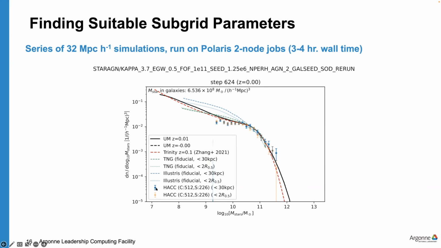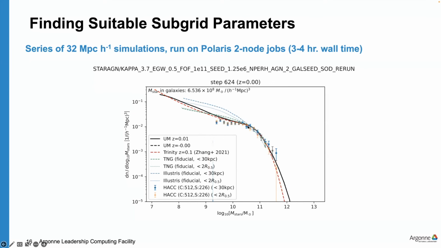What you see here, the blue and light orange colors, are two different ways that we can measure the stellar mass for galaxies. And we can see they're in quite good agreement with a number of different predictions using UniverseMachine, and TNG and Illustris, which are other cosmological simulations. So this is great.